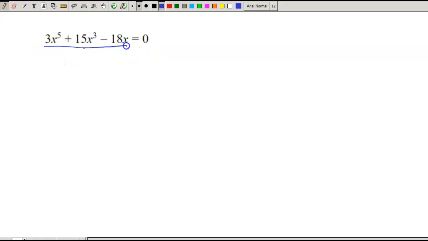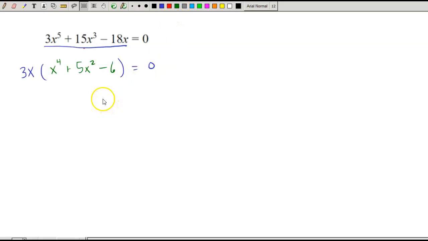So if I look at this problem, I'm going to take out an x for sure. Then this would become 3. Oh, I should take out more than that. All right, I should take out a 3x. 3x, everything can be divided by 3. So now this would become x to the 4th plus 5x squared minus 6 equals 0. Then we're going to go ahead and try to factor this.